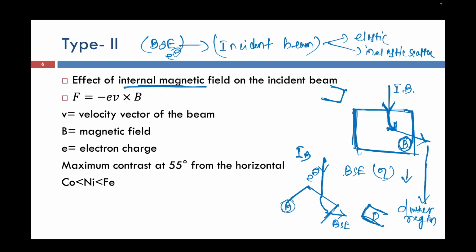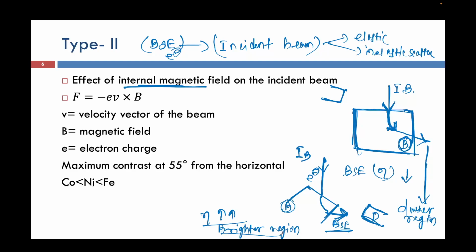And since it is not able to penetrate deeply into my material, the number of backscattered electrons will be more, and my backscatter coefficient eta will be high. So this region I will get as a brighter region, right? That is how I will be able to get the contrast, bright contrast and dark contrast. This is the type 2 kind of contrast that I will get.